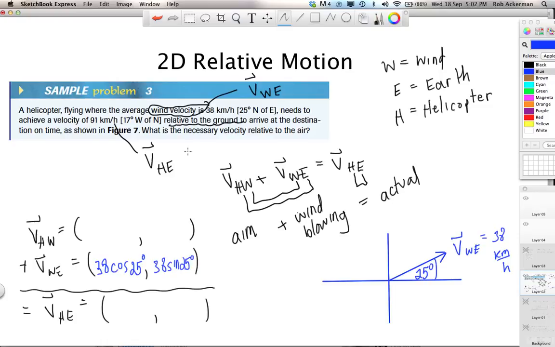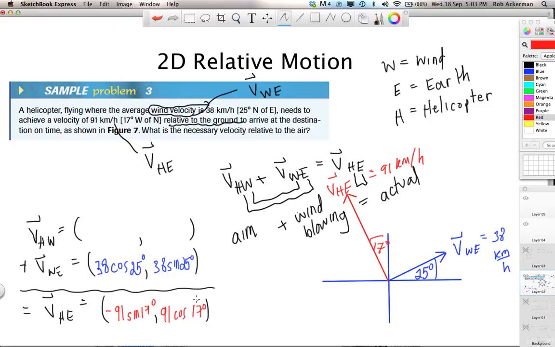Now they tell you that the pilot wishes to achieve a velocity relative to the ground of 91 kilometers per hour, 17 degrees west of north. Now where is west of north? That would be somewhere over here. A longer vector at 91 kilometers per hour, and also 17 degrees. So right in there. So this is the velocity of the helicopter relative to Earth. So what's that going to be? The x component will be negative. This was 91, by the way, 91 kilometers per hour. So you're going to get negative 91 sine 17 degrees, and this one will be positive 91 cos 17 degrees. Okay, hope you can see that.